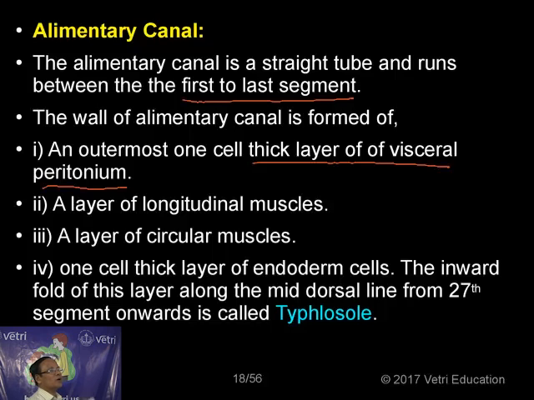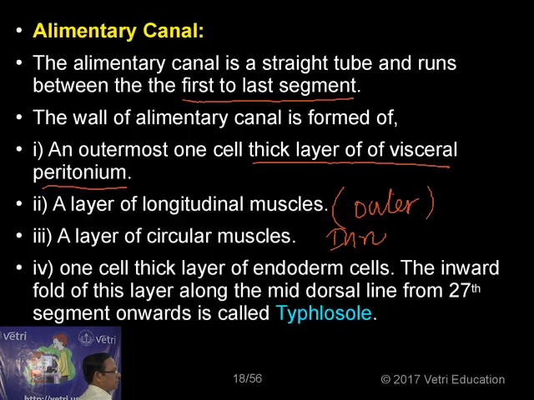In the body wall, we have outer circular and inner longitudinal, but here we have outer longitudinal and inner circular muscles. I didn't mention that one, starting from the outer. And this one is the inner one. Then it is followed by one cell thick endoderm cells, one cell thick endodermal cells.